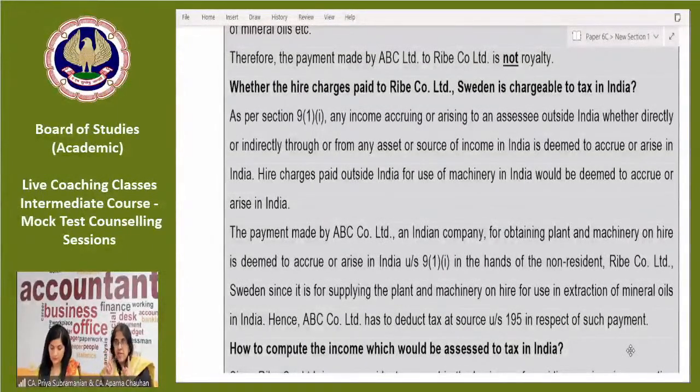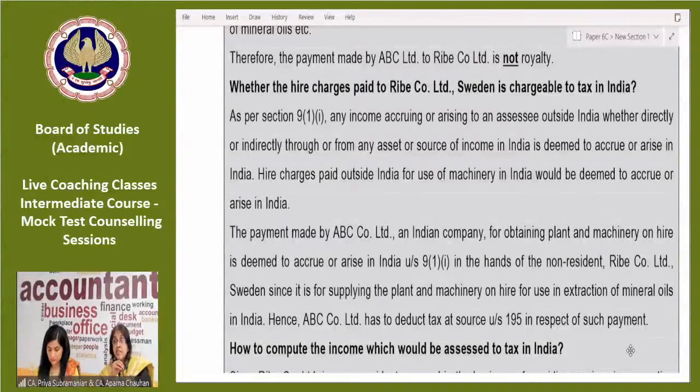If it was royalty, we should have determined whether it's deemed to accrue or arise in India as per 9(1)(vi). As per 9(1)(vi), what happens? Any amount paid by a resident will be deemed to accrue or arise in India, except if it is for the purpose of a business carried out in India or source of income outside India. That's the provision which we should have gone into if it was royalty. But since it is specifically excluded from the definition of royalty, we don't go to 9(1)(vi), we come to 9(1)(i).